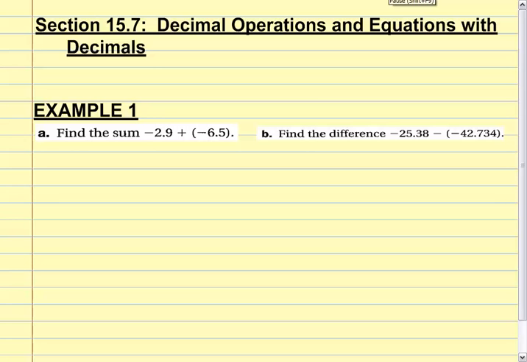Okay, folks, section 15.7, decimal operations and equations with decimals. Okay, Jenna, this first one right here, it says find the sum. What's the very first thing that I want to do here? All right, tell me what I need to do in order. Yeah, they turn into what? A negative. So I've got negative 2.9 and negative 6.5.